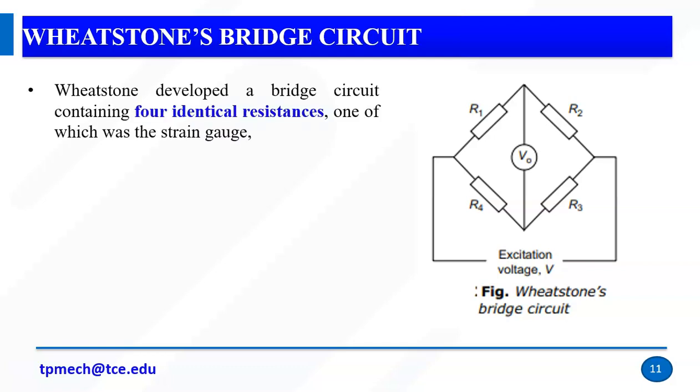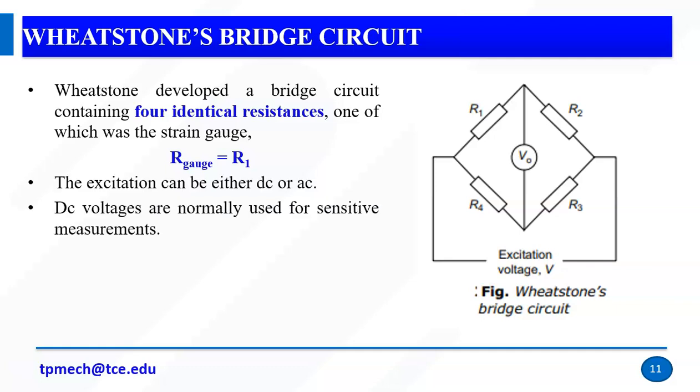So Wheatstone developed a bridge circuit containing 4 identical resistances, one of which was the strain gauge, right? This circuit was invented by Wheatstone. So he uses 4 identical resistances, namely R1, R2, R3, R4, and the gauge resistance is taken as R1. So it can be DC or AC. DC voltages are normally used for sensitive measurements and AC voltages are used in electrically noisy environments, right?